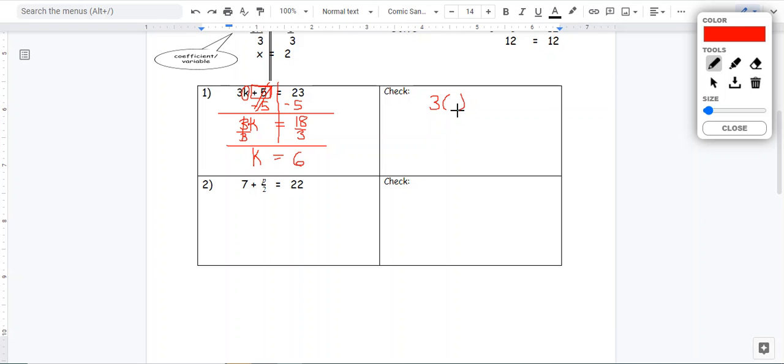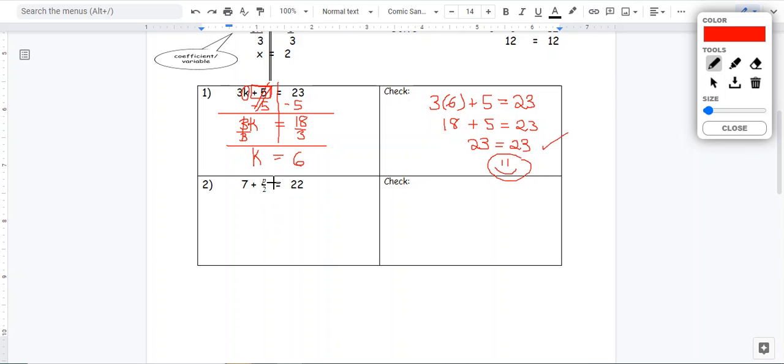We have 3 times k, so we leave parentheses just like when we evaluate, plus 5 should be equal to 23. Our answer was 6, so we put that in the parentheses to evaluate. 3 times 6 is 18, and then 18 plus 5 is 23. Excellent. When we substitute it back in, if we get the same answer, then we know that we got the correct answer for k.